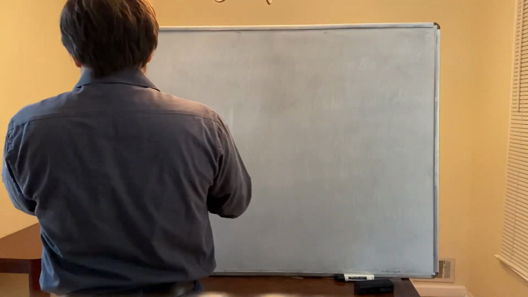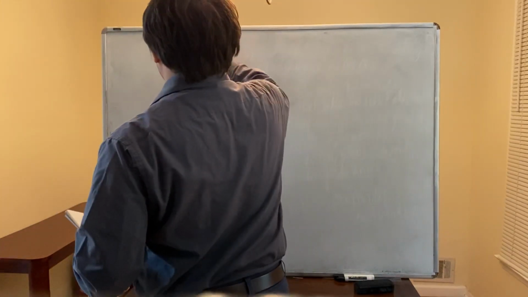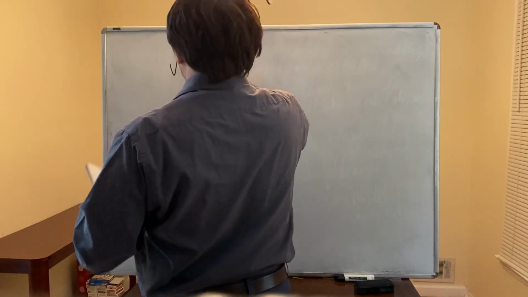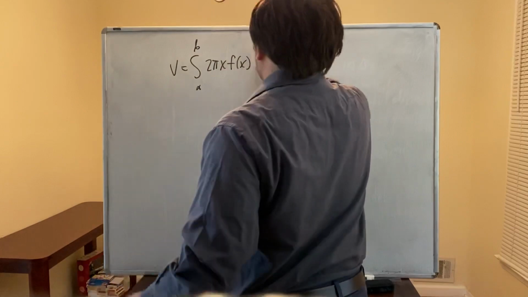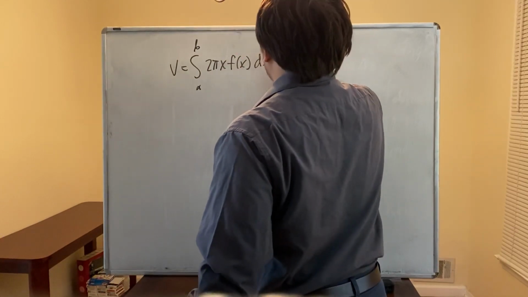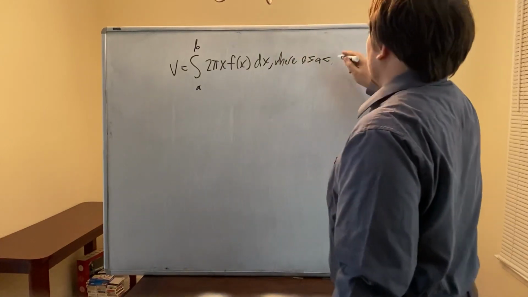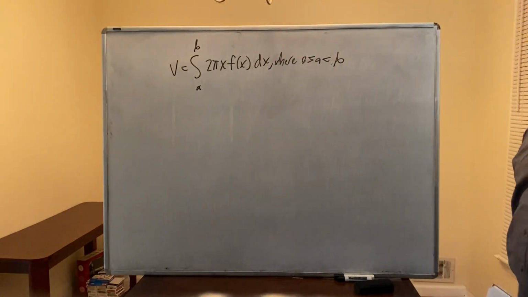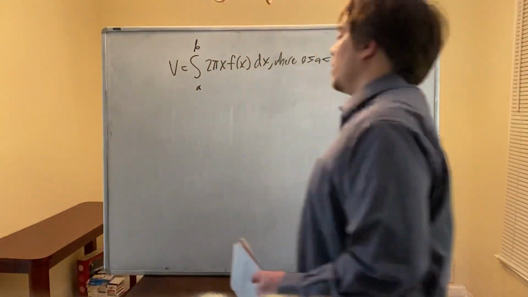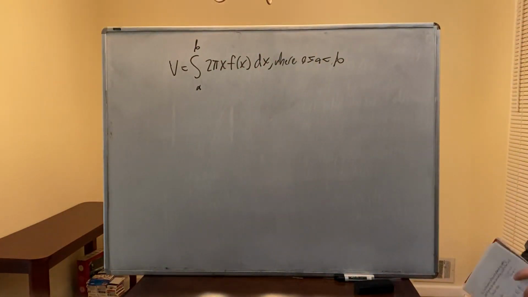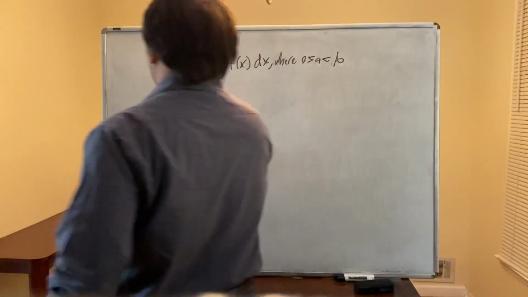So at the end of the last video, I gave you the volume using the cylindrical shell method. V is equal to the definite integral from a to b of 2 pi x f of x dx, where 0 is less than or equal to a, strictly less than b. That's how to calculate the volume of a rotated region using cylindrical shells.